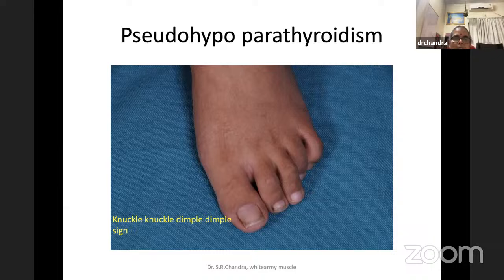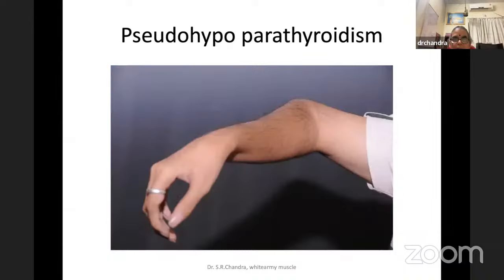Then you have hypoparathyroidism, pseudohypoparathyroidism. We call it the knuckle-knuckle, dimple-dimple syndrome. So this is pseudohypoparathyroidism. You can see the lateral toes, they are behind. Shortening of the lateral toes results in the knuckle-knuckle, dimple-dimple sign. And this is again pseudohypoparathyroidism, where you see the elbow contractures and wasting of the forearm muscles.